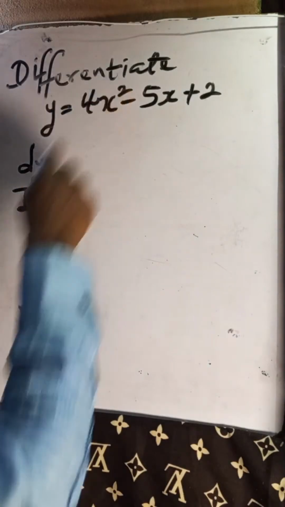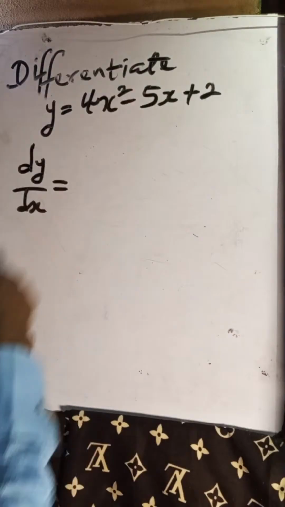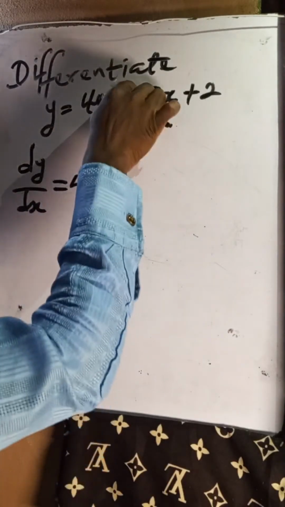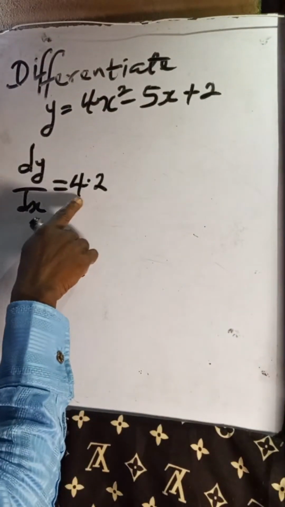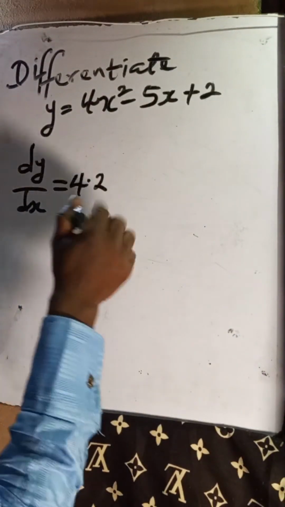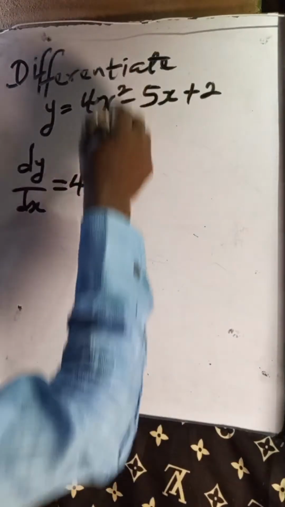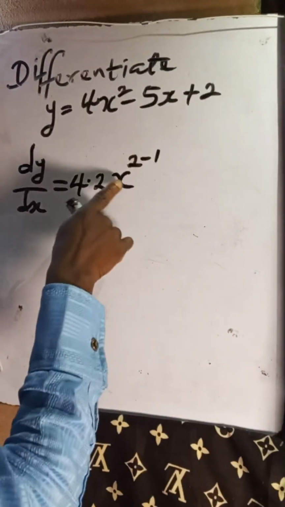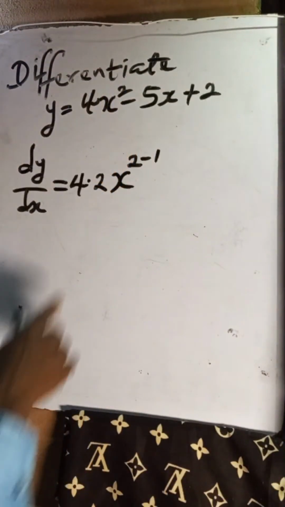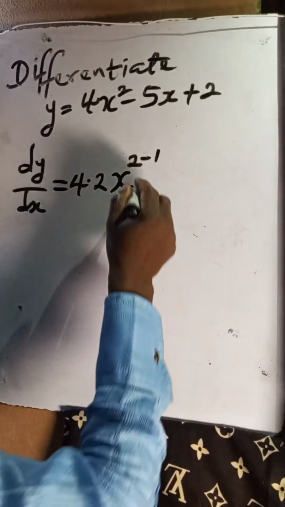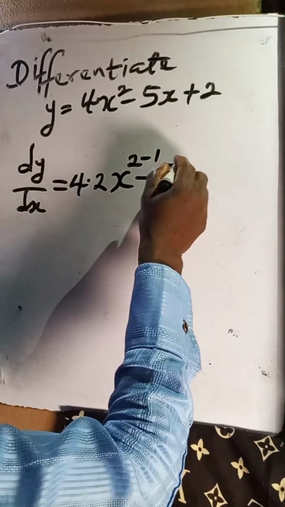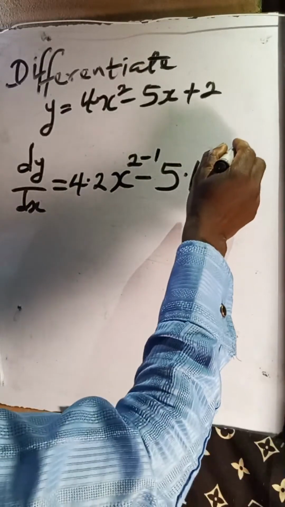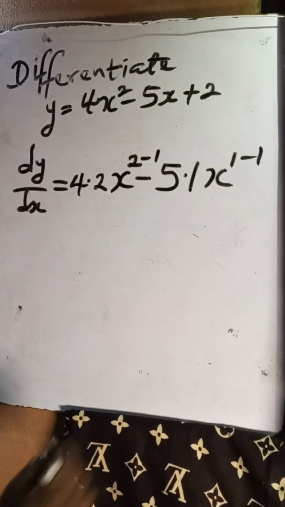Now, when differentiating, we have 4x squared. That's 4 multiplied by this 2 here. 4 does 2 means 4 times 2. Please don't forget, it's 4 times 2. Then we have x, then 2 minus 1. Always subtract 1 from here, after using the 2 to multiply. Then minus, do the same thing here. We have 5 times 1. Okay, then x, 1 minus 1. All right, that's what it means.